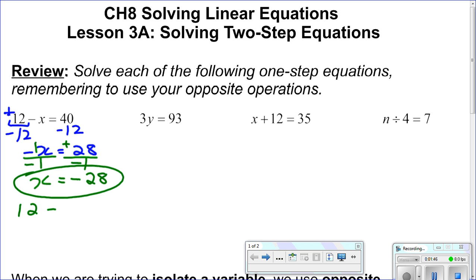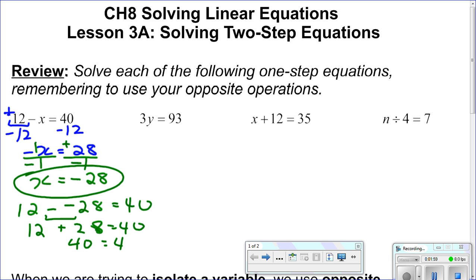Okay? And so 12 minus negative 28 equals 40. So 12 plus 28 equals 40. And it does. Yay!